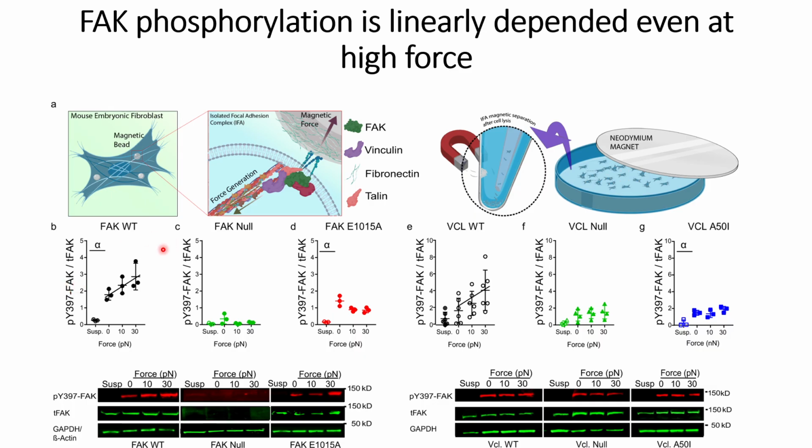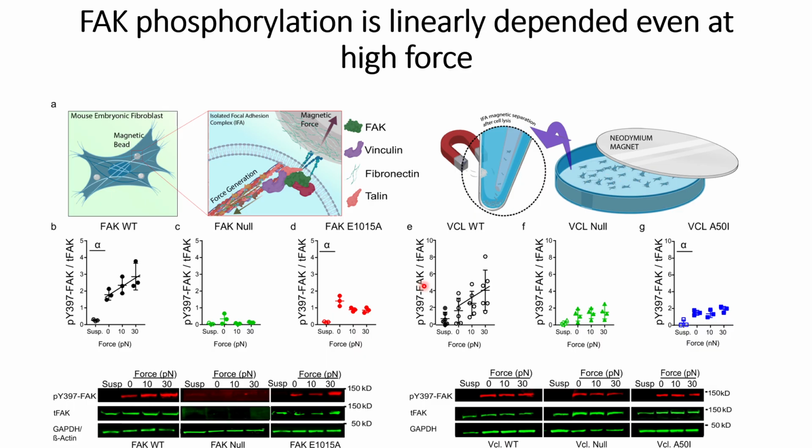So then they also check it under other conditions, that is, when there is no FAK present. In that case also they can see that there is some minimal activation of the phosphorylations which can be considered as background signals at zero forces. And when they introduce the E1015A mutant of FAK in the FAK null cells, they can see some increase in the phosphorylations of the FAK, but it does not show any kind of relationship with the forces.